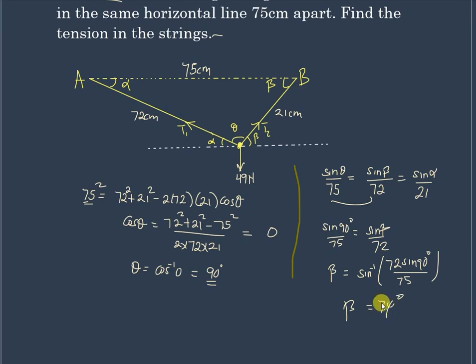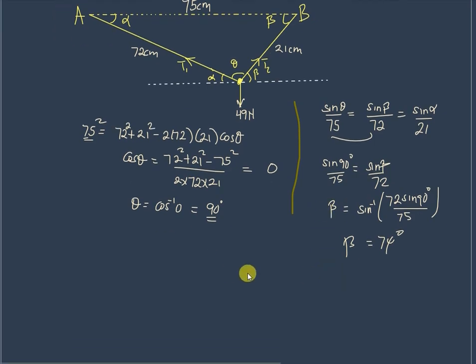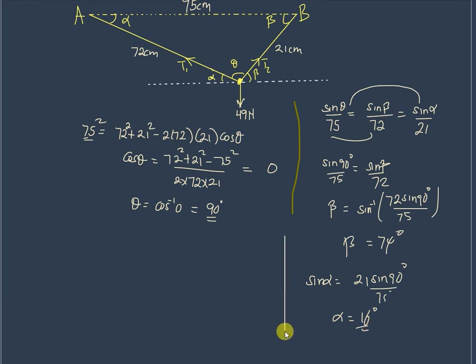The value of beta you're going to get there is 74 degrees. Then when you equate those two, sine theta over 75 is also equal to sine alpha. So I have that sine alpha is equal to 21 times sine of 90 divided by 75, and alpha is equal to 16 degrees. Now we have got those two angles, alpha and beta. We can now get the angles we are going to apply in Lami's theorem.